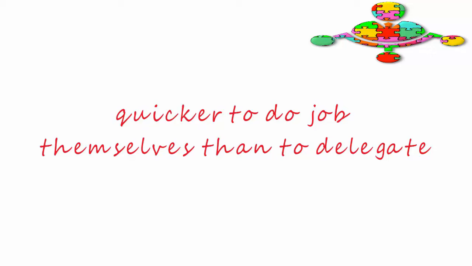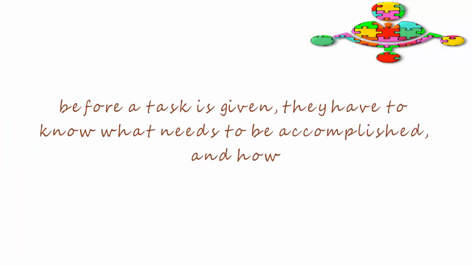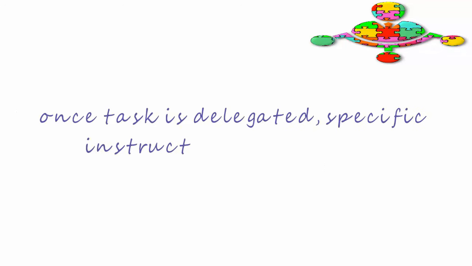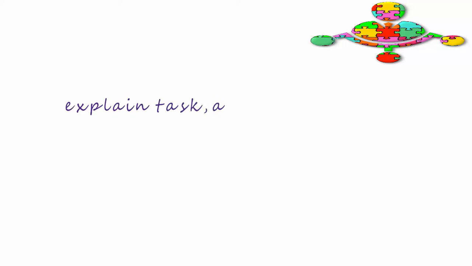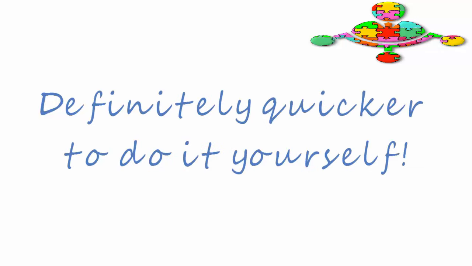Often managers don't delegate because they believe it will be quicker to do the job themselves than to delegate. They're correct, especially the first time a task is delegated, because before a task is given to someone else, they have to know exactly what needs to be accomplished and how. If you're completing a task yourself, you can use your judgement as the work progresses. But once the task is delegated, specific instructions are needed. So the manager has to explain the task, allow their employee to perform it, check it, offer feedback, allow it to be corrected, check it again. Definitely quicker to do it yourself.